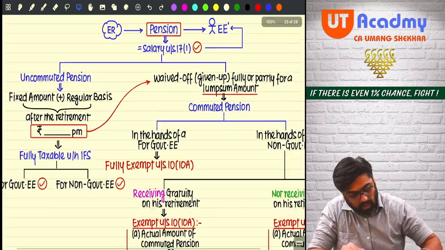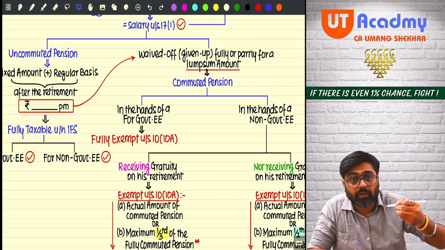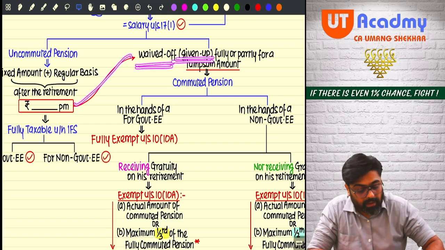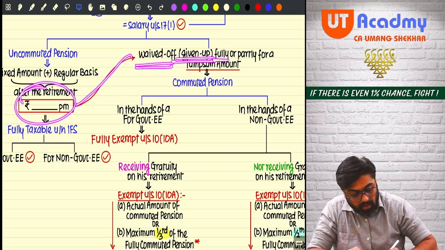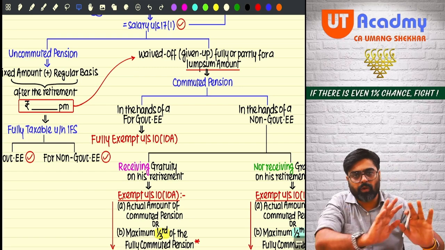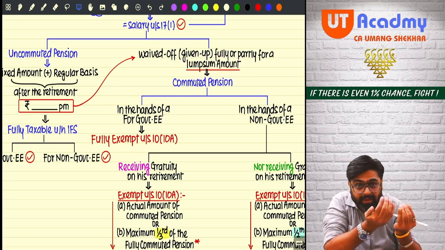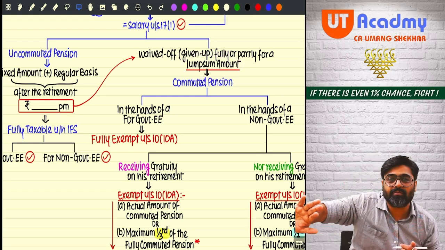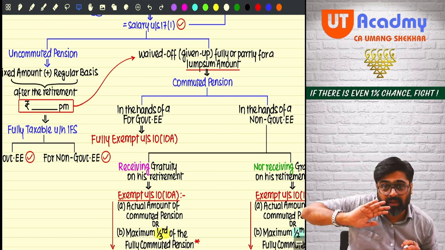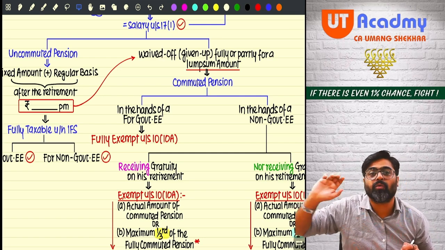So what the employee will do, the monthly amount which he is getting as pension, he will waive off or give up either that monthly amount fully or part of this monthly amount also he can waive off. "Okay, employer, I don't want this, give me a lump sum." So to get that lump sum, he is waiving off his monthly pension. Either the monthly pension is fully waived off or even part of that monthly pension is waived off.